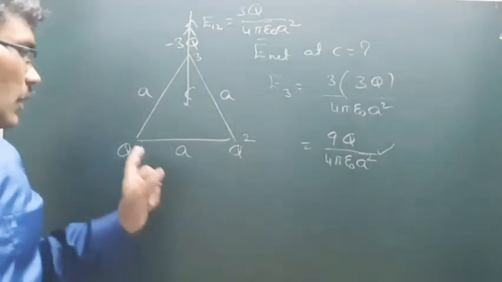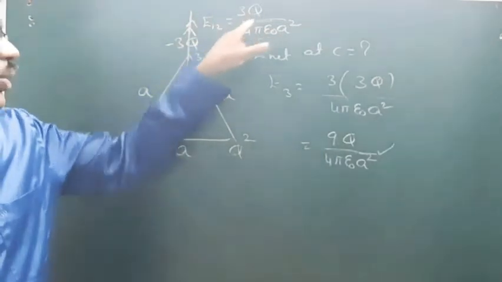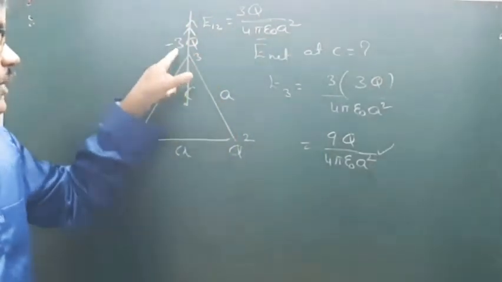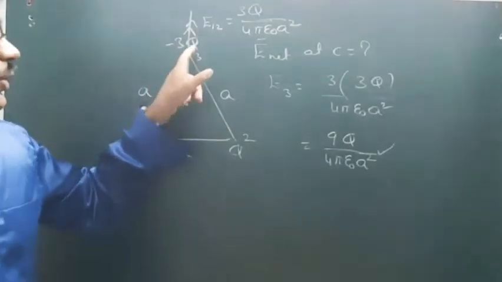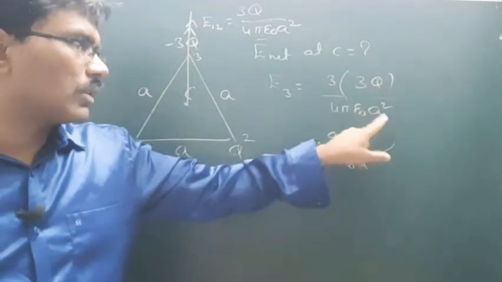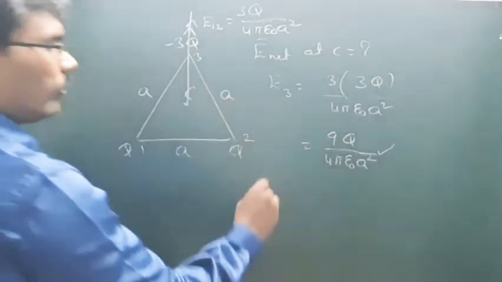Got it or not? First, due to these two charges, the field is E12, that is 3q upon 4 pi epsilon naught a square. But in addition to that, the minus 3 huge field is also there, acting in the upside direction. So due to one charge plus q, what is the field? 3q by 4 pi epsilon naught a square. Due to 3 times of that, it is equal to this much.